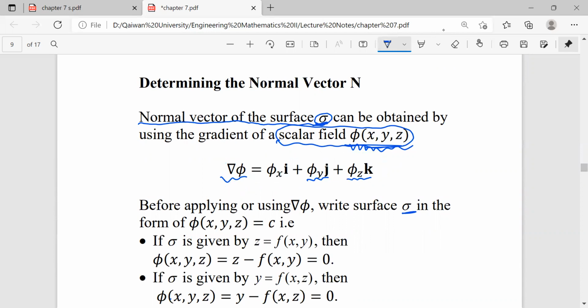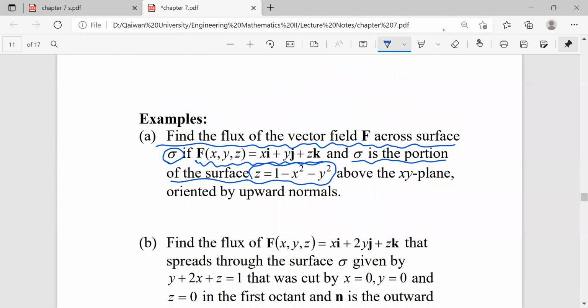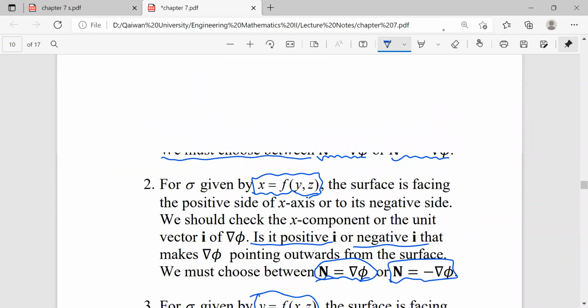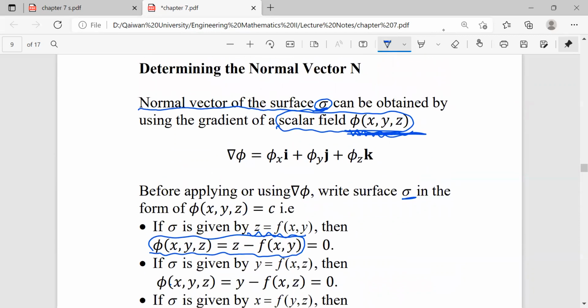First, we should find phi of xyz. Here we have the surface given as an equation, z equals 1 minus x squared minus y squared. It's this case: if z equals f of xy, if this is sigma, then phi of xyz is z minus f of xy. Then we find the gradient of phi to get the normal vector. After finding the normal vector, we can get the flux.